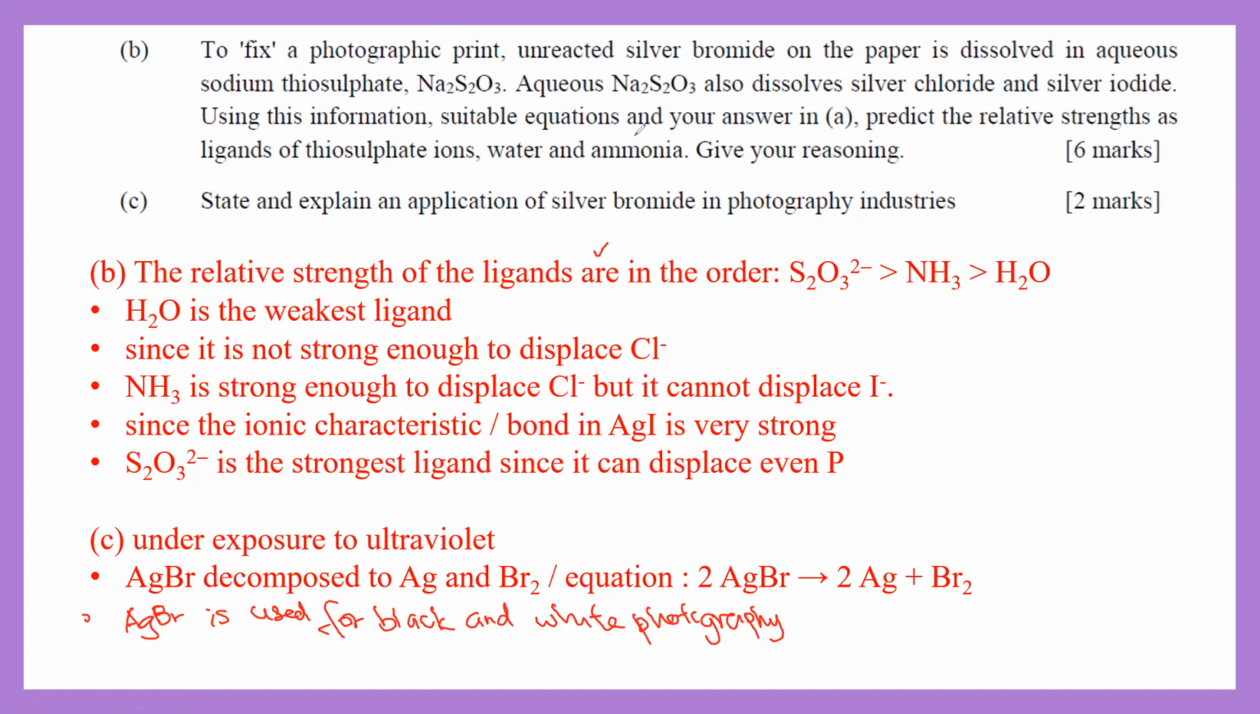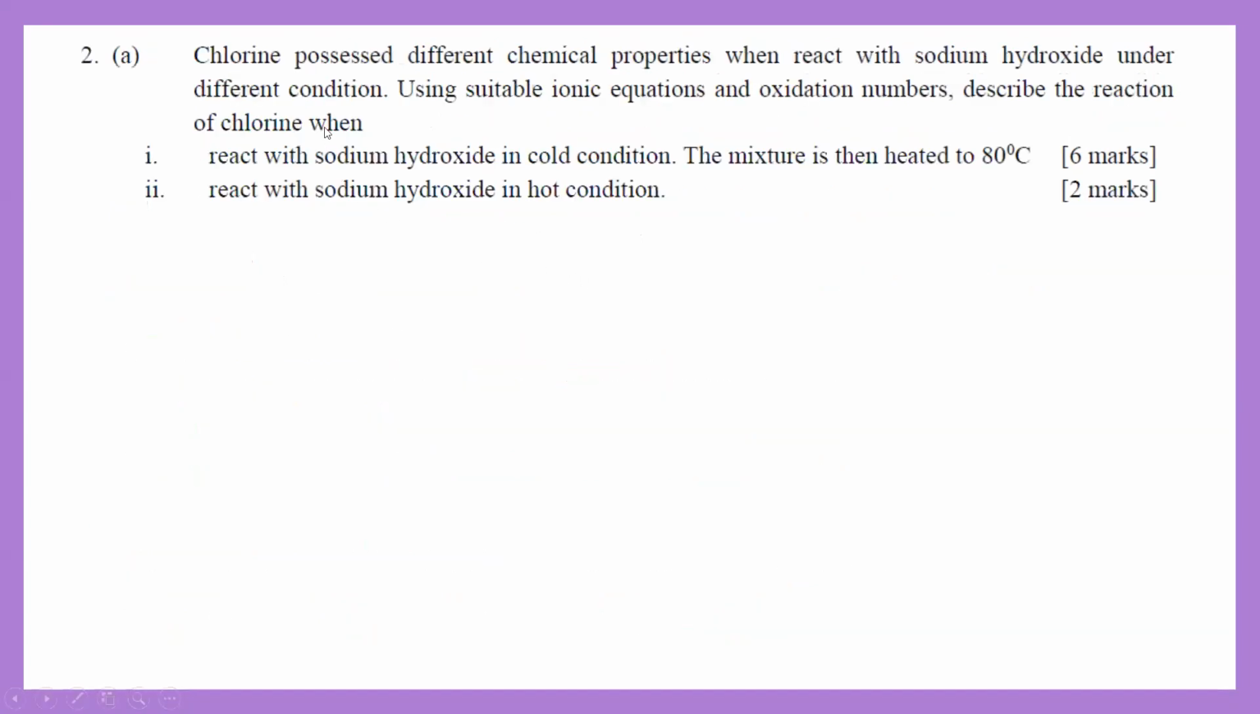Immediately, we are going to advance to question number 2. Question number 2 is: chlorine possesses different chemical properties when reacting with sodium hydroxide under different conditions. Using suitable ionic equations and oxidation numbers, describe the reaction of chlorine when 1, it reacts with sodium hydroxide in cold condition and the mixture is then heated. Then number 2, it reacts with sodium hydroxide in a hot condition. So you need to explain, using oxidation numbers, what is actually going on in here.